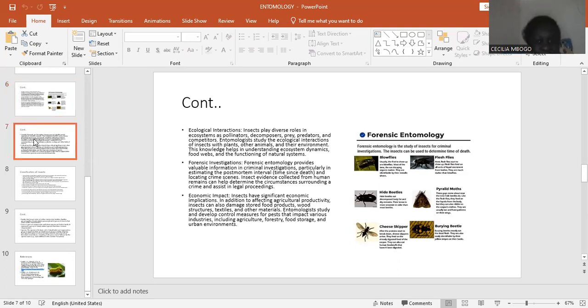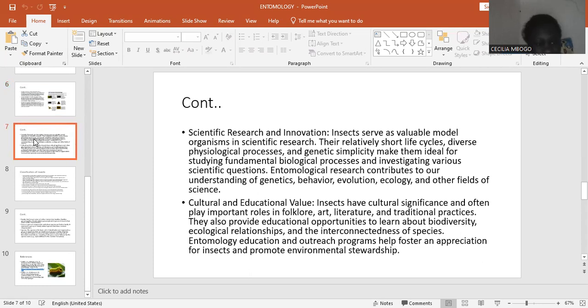So again, these importances are so many, but we'll just do the few that we have. I'll go straight to the last one, cultural and educational value. So insects have cultural significance and often play important roles in folklore, art, literature, and traditional practices. They also provide educational opportunities to learn about biodiversity, ecological relations, and interconnectedness of species. So again, entomology education and outreach programs help foster an appreciation for insects and promote environmental stewardship.